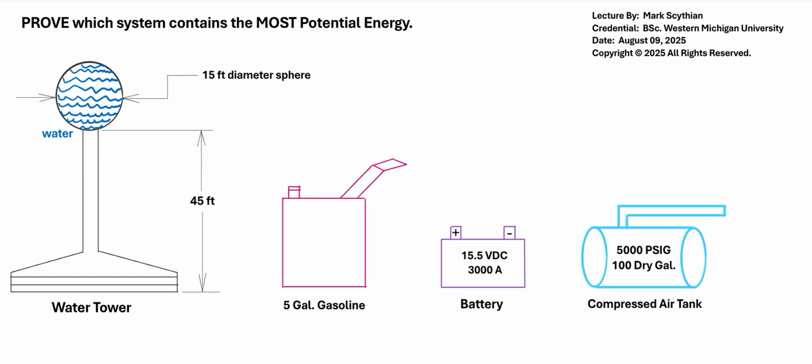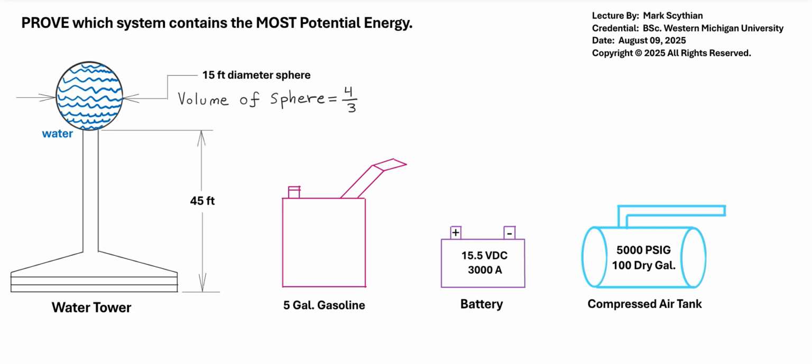So in this lecture, we're going to prove which system contains the most potential energy. On the left here, we have a water tower with water isolated in the spherical water tank, a 15-foot diameter spherical water tank, 45 feet above the ground level. So we can start with quantifying the potential energy of the water tower.